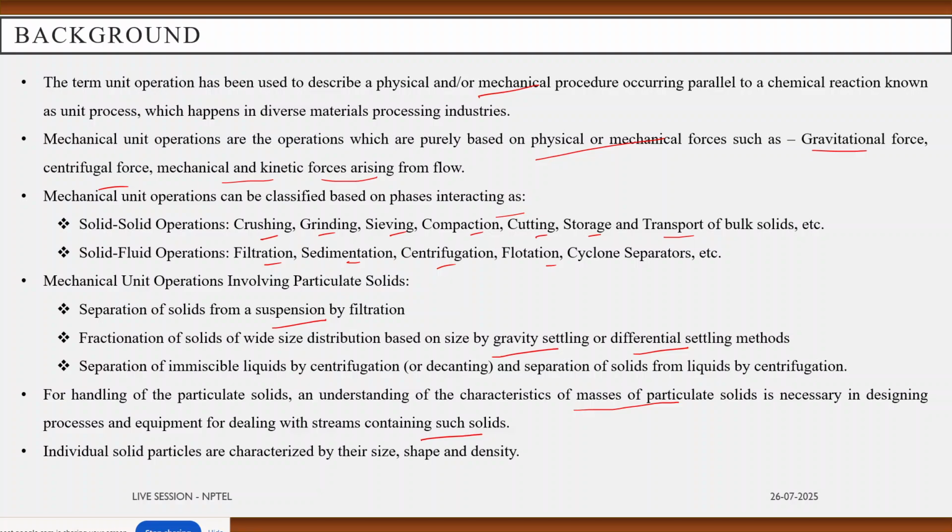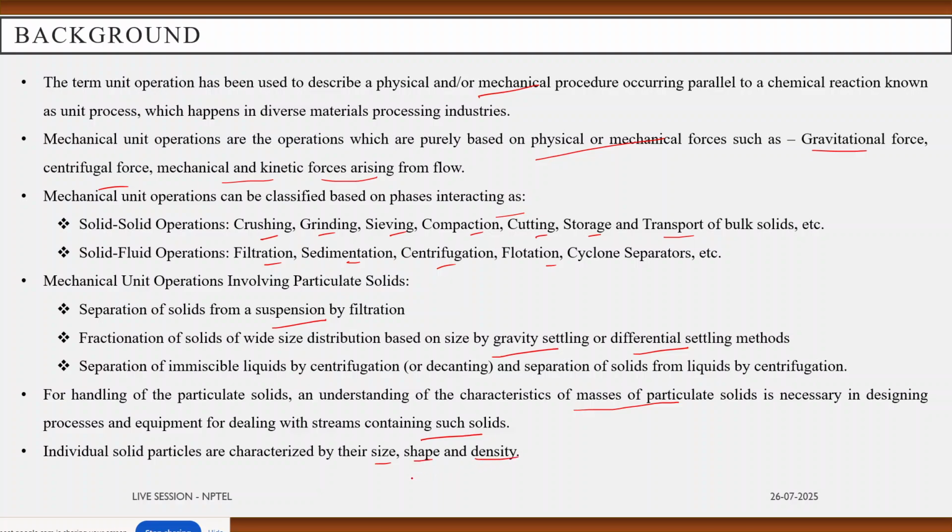This means size, shape, and any other details like density, which can be bulk density or apparent density. Everything that matters for calculating the whole process flow sheet for the plant. So individual solid particle characteristics are characterized by basically size, shape, and density.